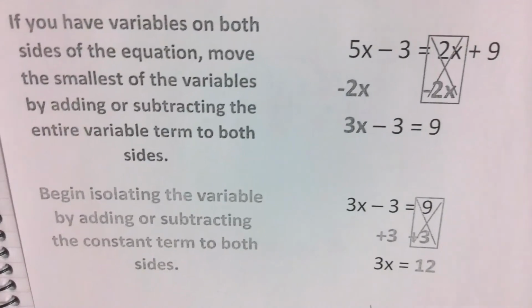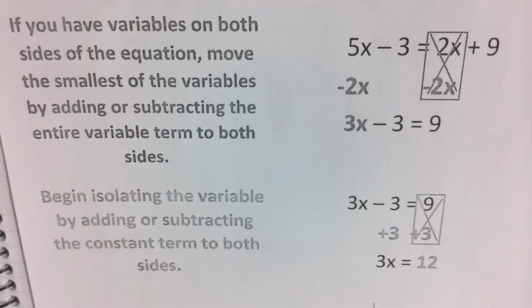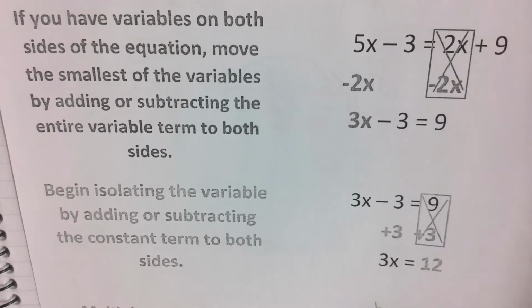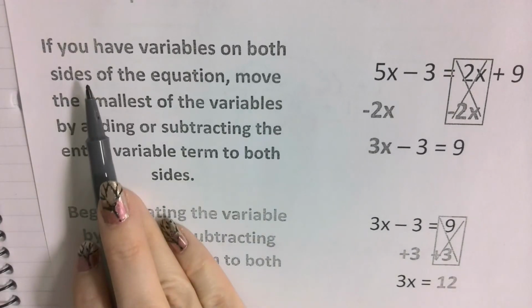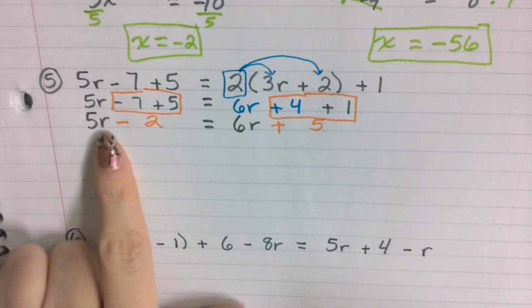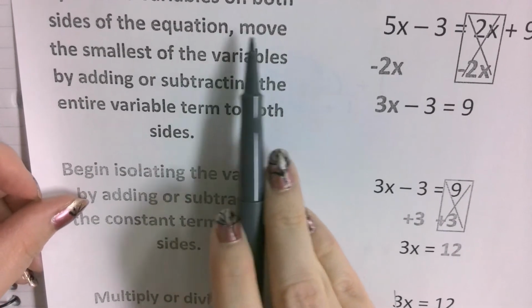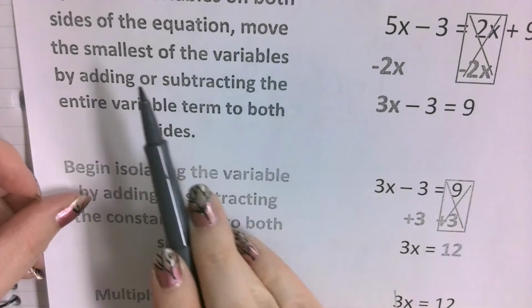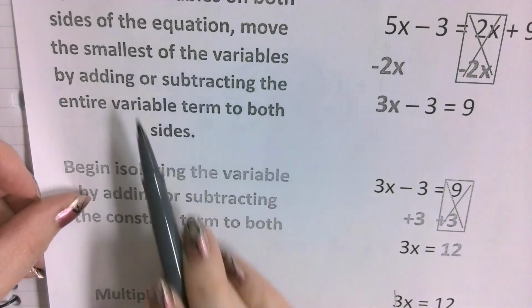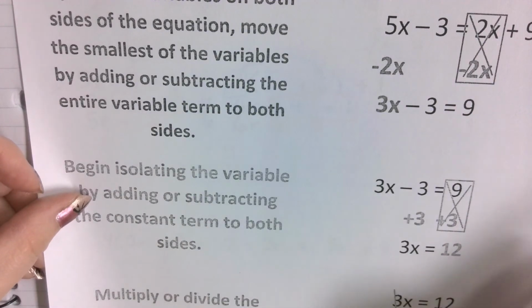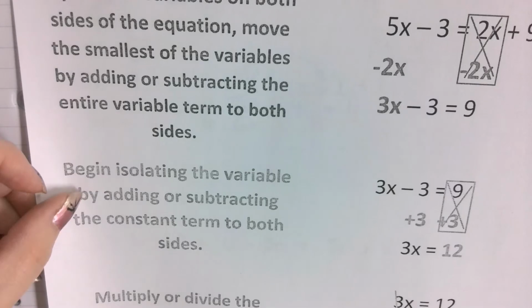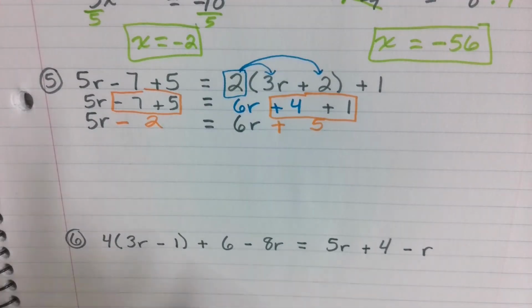So now we're going to work on doing the inverse operations. Steps 1 and 2 were all the do portion. You do exactly as it tells you. Steps 3, 4, and 5 are now the undoing portion. So step 3, do we have variables on both sides of the equation? Yes. So if you have variables on both sides, move the smallest of the variables by adding or subtracting that entire variable term from both sides. You don't have to choose the smallest. I tell you to do it because it gives you a starting point so you don't have to think. Which one of these is the smallest?